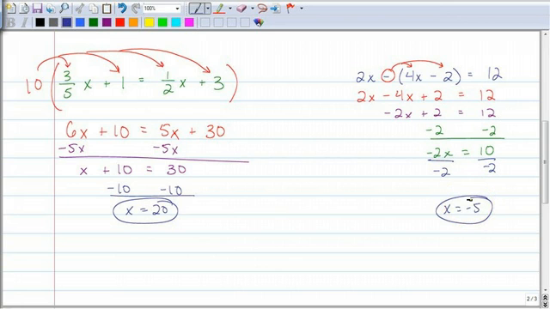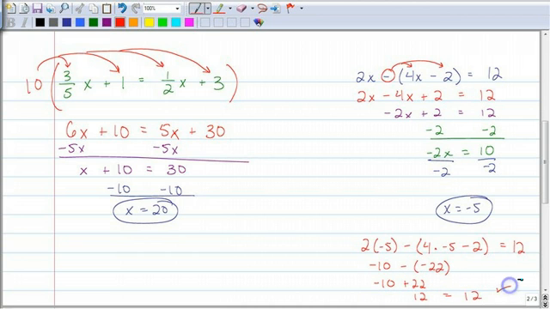And again, to check your work, we would just take 2 times negative 5 minus 4 times negative 5 minus 2. I want to see, does that equal 12? Order of operations tells us to take 4 times negative 5, which is negative 20. Negative 20 minus 2 would be negative 22. And 2 times negative 5, that's negative 10. Well, this becomes negative 10 plus 22, which gives us a positive 12. And that does equal the 12 that we have on the right, so that's how you can check it.